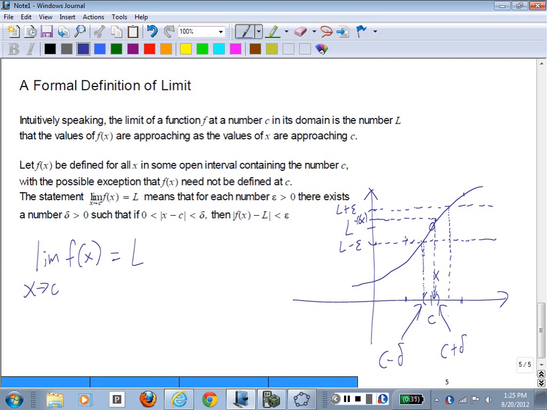Okay? So I think if we pick any x that's no farther than delta away from c, then f of that x is going to be no farther than epsilon away from L. So that kind of quantifies it. If for any epsilon that you can give me, I can find a delta that works, that makes this happen, then we say the limit exists and equals L.